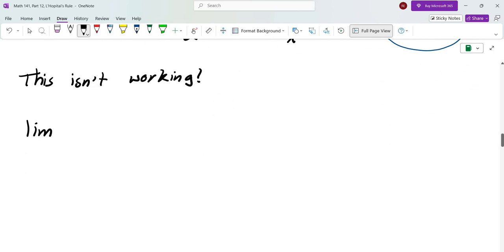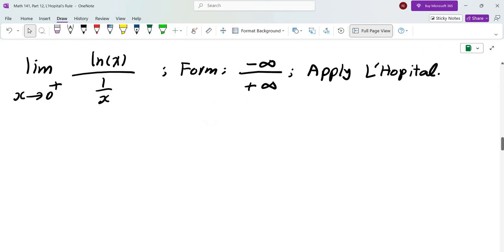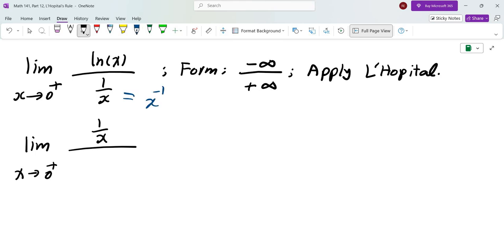Perhaps we can take natural log and keep it on top and put x at the bottom. If we do that, then the form is going to be negative infinity on top, positive infinity at the bottom. So because of that, we can apply L'Hopital's rule. That gives us the limit as x approaches 0 from the right. On top, we get 1 over x. The bottom is x to the power of negative 1. We can differentiate. We get negative x to the power of negative 2.